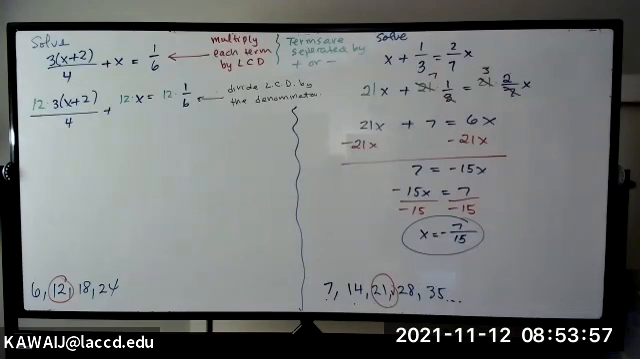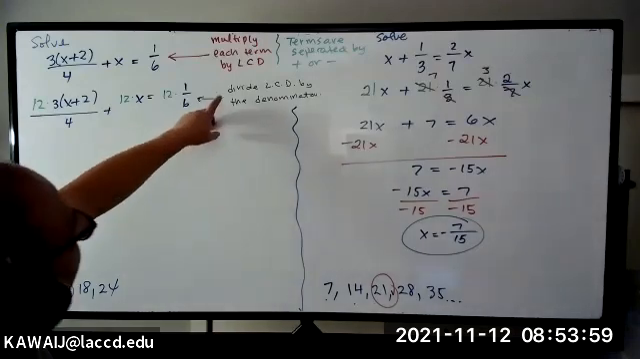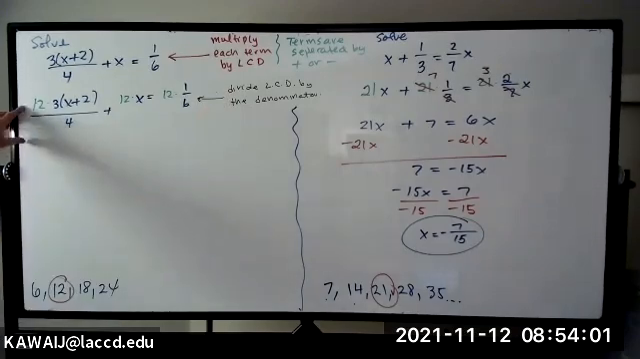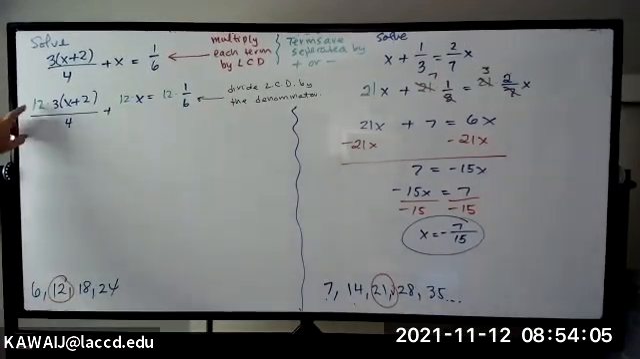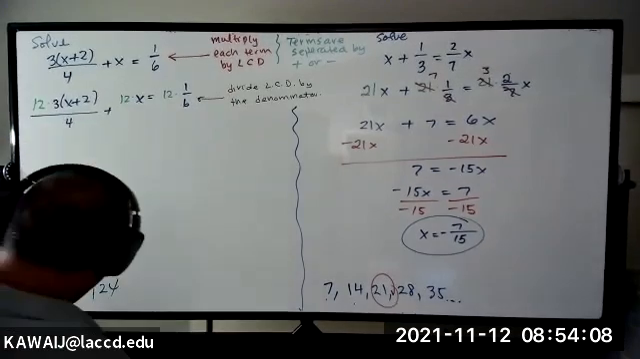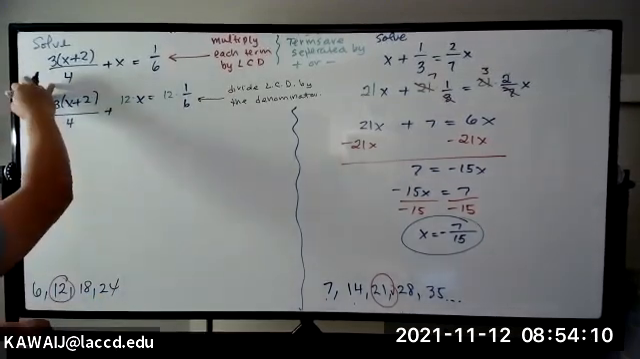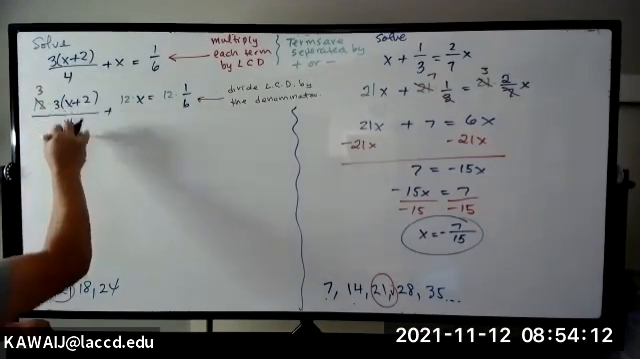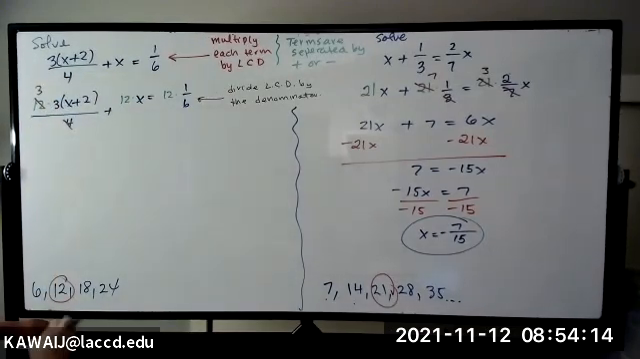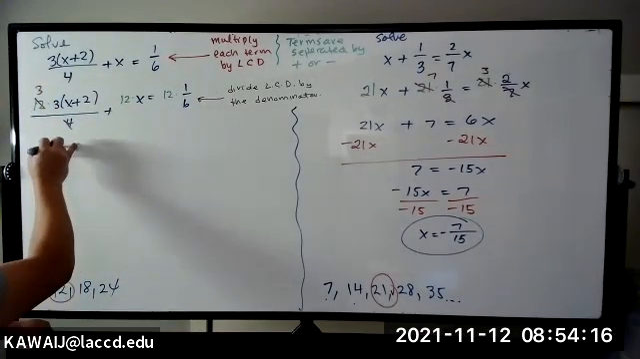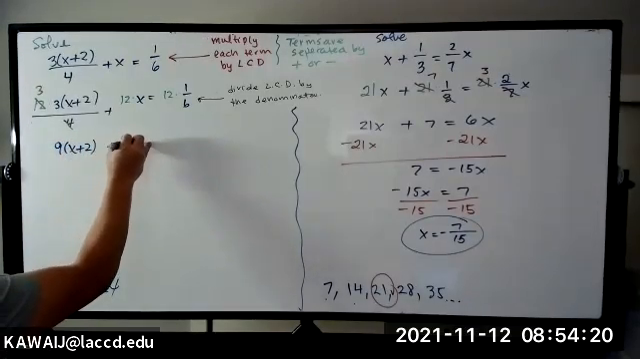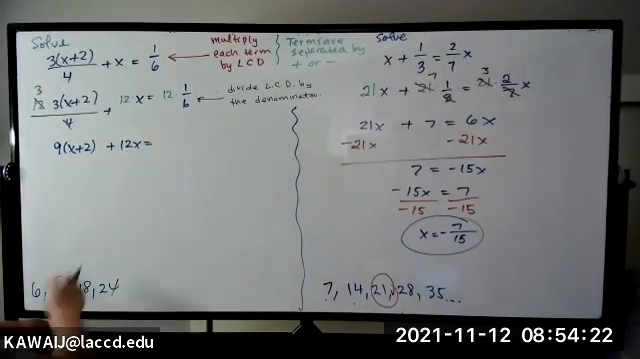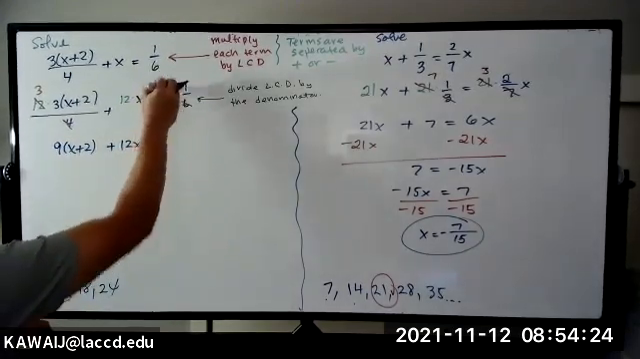Okay, now let's remember what the command is. Divide the LCD. The LCD is in green. So divide the 12 by the denominator. So we're going to divide this by that 4. So this will turn into 3. So now I've got 9x plus 2 plus 12x. And then this part divides.